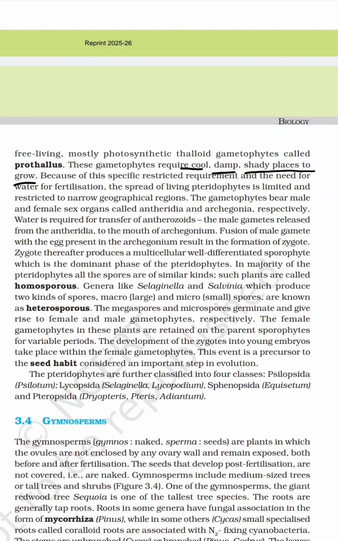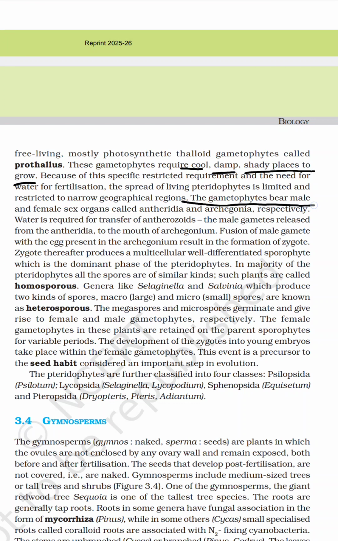Because of this restricted requirement, the need for water for fertilization, the spread of living pteridophytes is very limited and restricted to narrow geographical regions. Because of the water requirement and the shady places, these are specific regions, so there are very few geographical regions to grow, and not a vast density in the region.